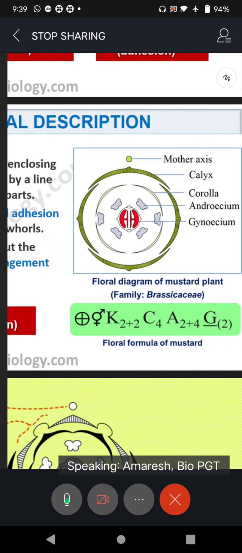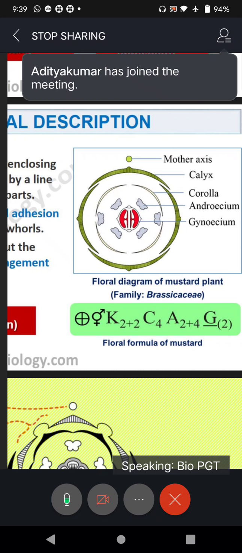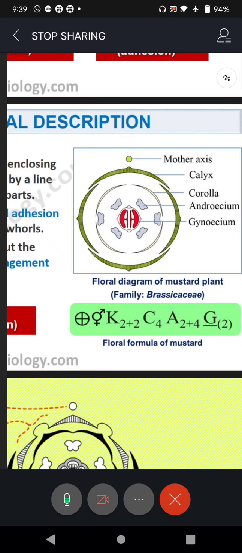Both the families. Today I am going to cover Liliaceae. Yesterday I covered Solanaceae. I want both the floral diagrams and both the floral formulae. Take a photo and put it in the group. So this is how you need to draw the diagram.